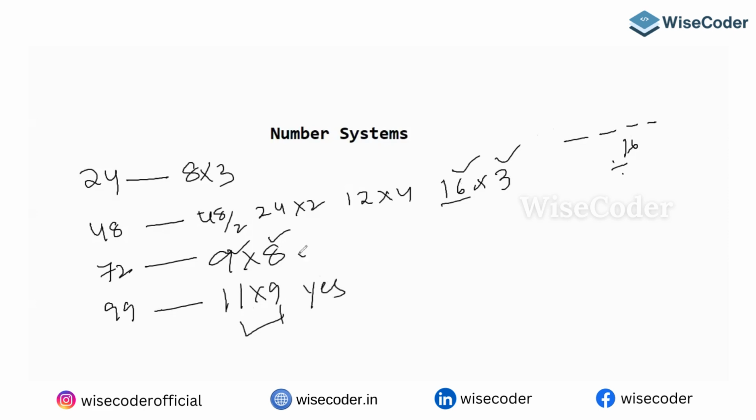Yes. So the point is this, friends. The point is very easy. What do you mean by co-primes? The common factor should be only one. Then only we can say those are co-primes. Is this clear, everybody? Okay.